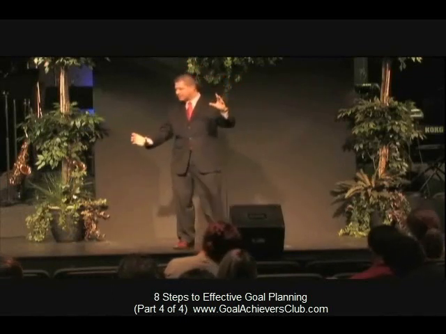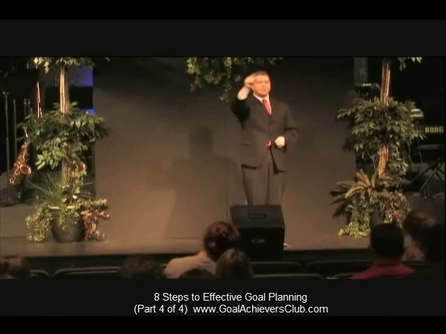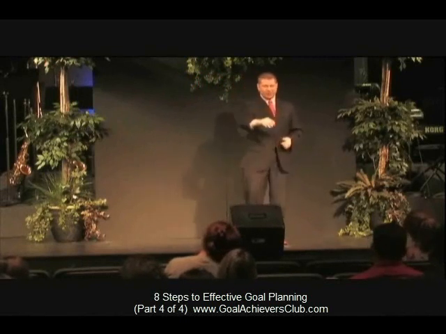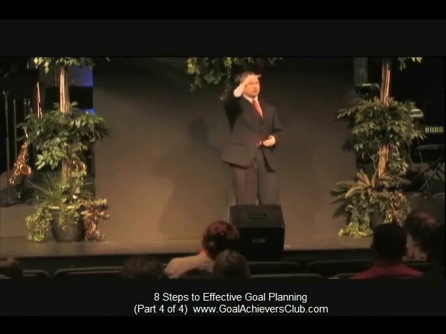Now you go back to step 6, your action steps, and you start putting those action steps in reverse chronological order. If your deadline date is March 15th, March 14th, 13th, 12th, 11th, 10th, all the way to today's date. And then you begin to put your action steps in reverse order.